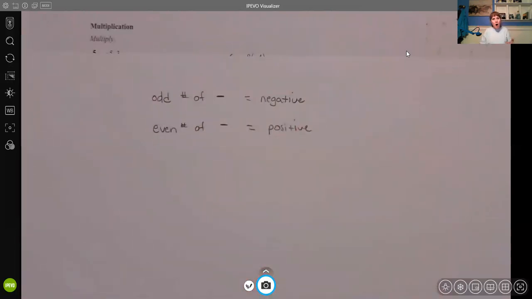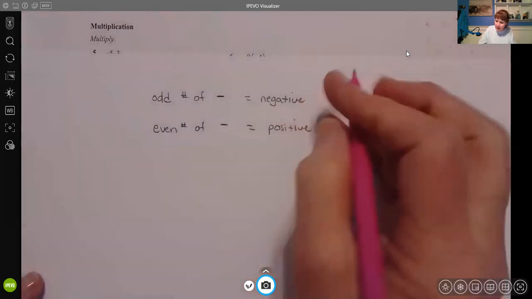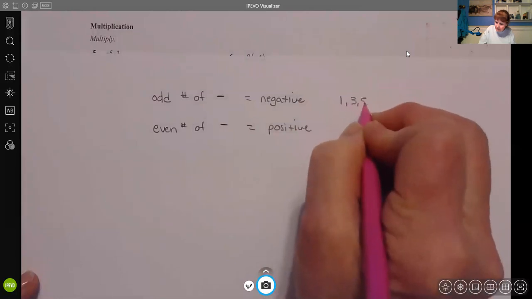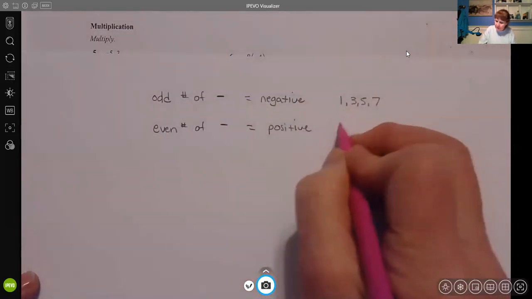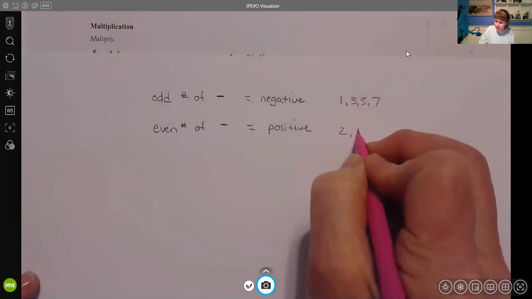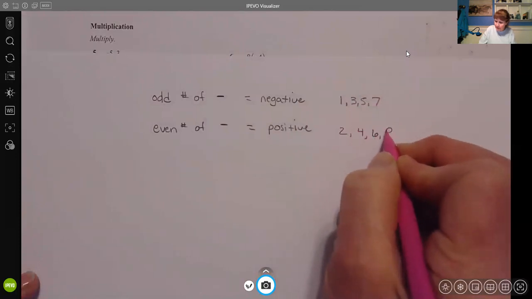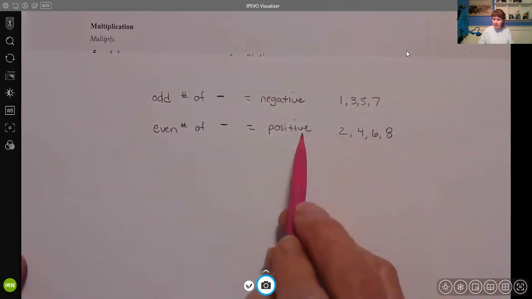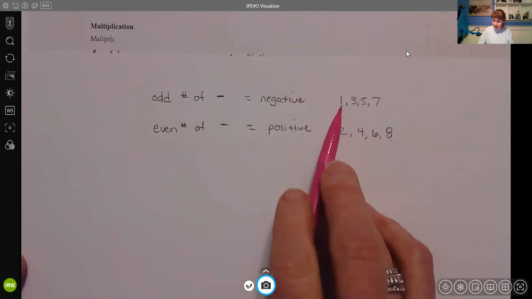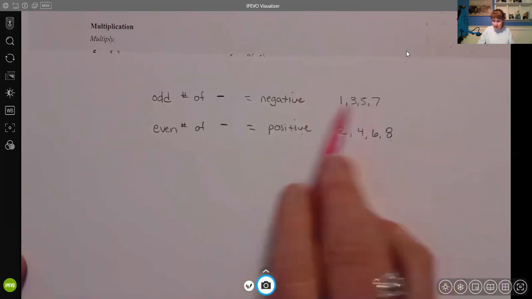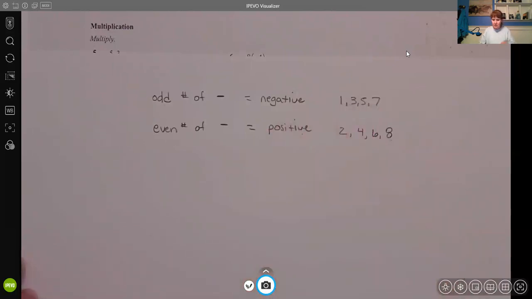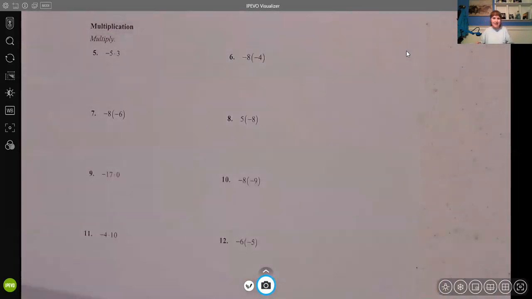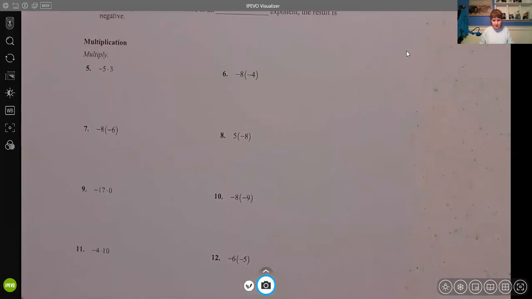That's all you do. Odd meaning 1, 3, 5, 7. Evens meaning you've got 2 negatives or 4 negatives or 6 negatives or 8 negatives. If you count them and you have an even number, it's going to be positive. If you count the negatives and you have an odd number, it will be negative. So let's go through this. Pretty easy. Maybe it's easier than adding or subtracting. I don't know. But let's look at the first one.